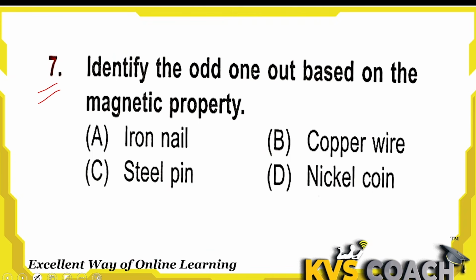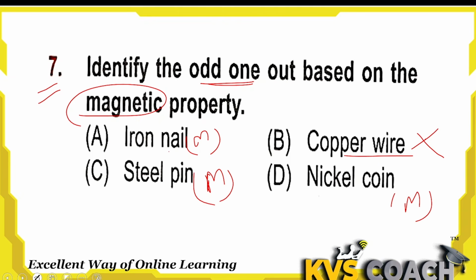Next, identify the odd one out based on the magnetic property. What are the magnetic properties of the given options? Iron nail is magnetic, right? Copper wire does not have any magnetic property. Steel pin has magnetic property and nickel coin has magnetic property. Iron nail you can understand easily, it has iron, that's why it is magnetic. But why are steel and nickel magnetic? Let me tell you, steel is an alloy of iron and nickel is also an alloy of iron.